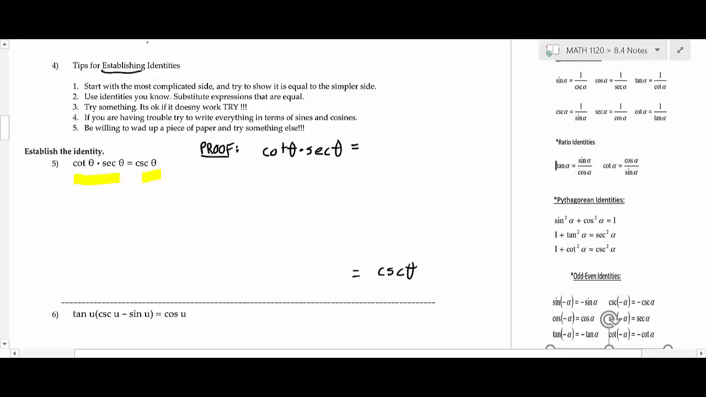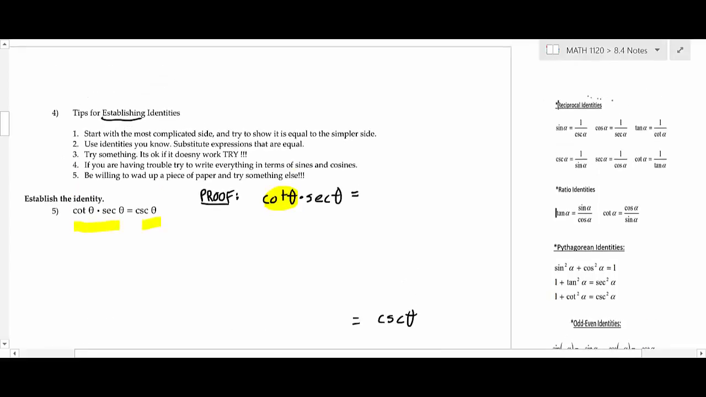Okay? So you got to trust your instincts. Okay, what's an identity that might come in handy for cotangent? Cosine over sine. Okay, like I said, trust your instincts. Okay, there's a good one right there. Cotangent is cosine over sine. So let's go ahead and write that. Okay, cosine theta over sine theta like that.